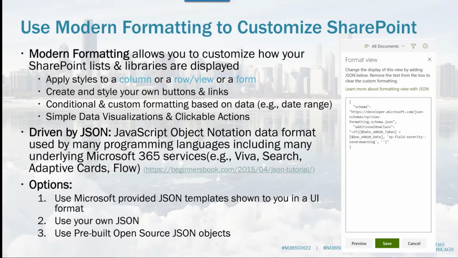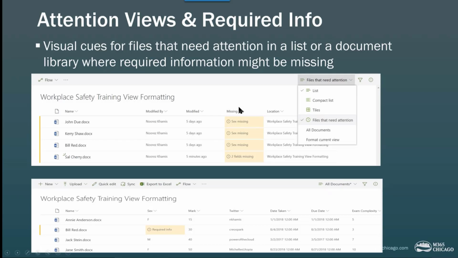So when we're formatting our lists, what we're going to do is apply that piece of code to apply our custom formatting. And a lot of the time, we don't even have to know any code. We're pretty much just copying and pasting, or we're using the Microsoft provided templates, right? They've already done the underlying JSON for you, and they show it to you in a UI format that you understand. You could build your own JSON if you want to get into the code, or you can use pre-built open source JSON objects. I'm going to show you how easy that third one is. The first one and the third one, right? Because I don't want to build my own JSON in this session. Because again, I'm not a developer.